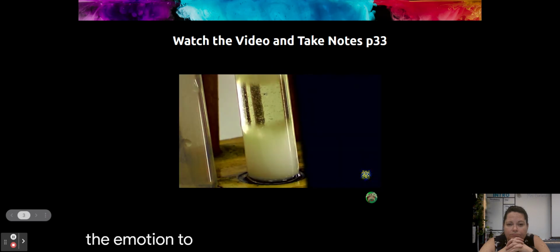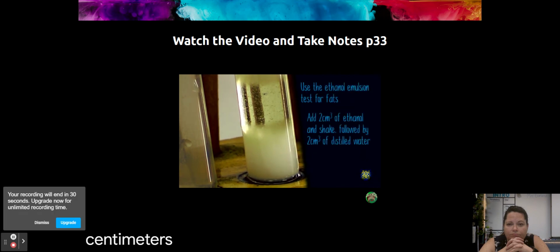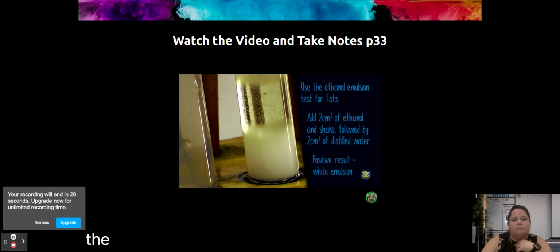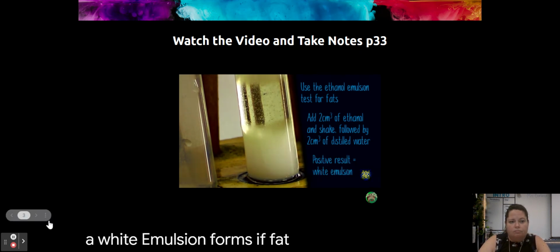To summarise, we use the ethanol emulsion test for the presence of fats. Add 2 centimeters cubed of ethanol and then shake, followed by 2 centimeters cubed of distilled water. A white emulsion forms if fats are present.